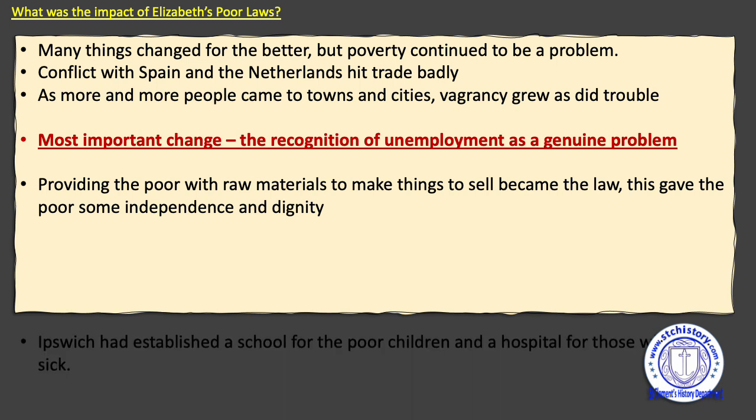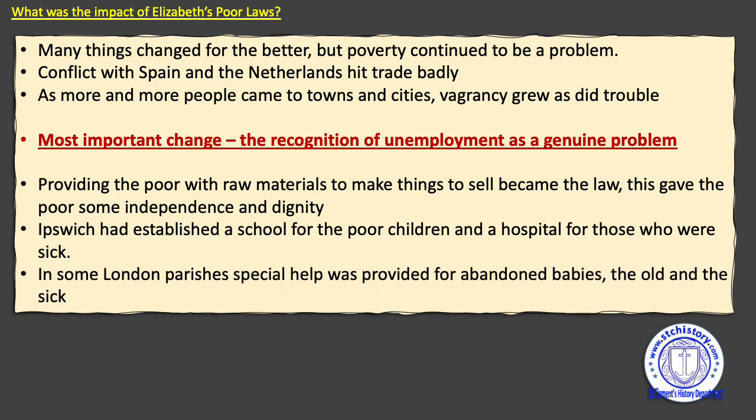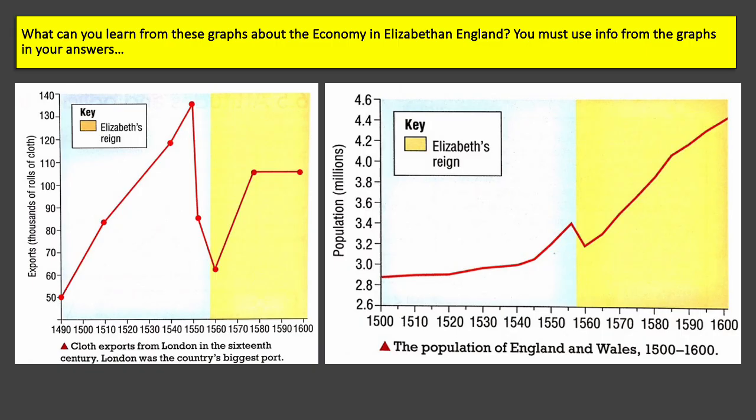Definitely a positive experience. Ipswich, for example, has established a school for poor children and a hospital for those who are sick. So certain places, obviously, if the rich decide to open up schools or hospitals, that's what we're relying on now, aren't we? The charity hospitals, if you remember from the medicine course. People can do that. Rich people can do that if they feel a need or a calling. So attitudes are changing, and then in some London parishes, some special help was provided for abandoned babies, the old and the sick. So these are nice examples of how perhaps attitudes are slightly changing. And this maybe goes some way to begin this idea of a welfare state that's going to come very, very soon in the future.